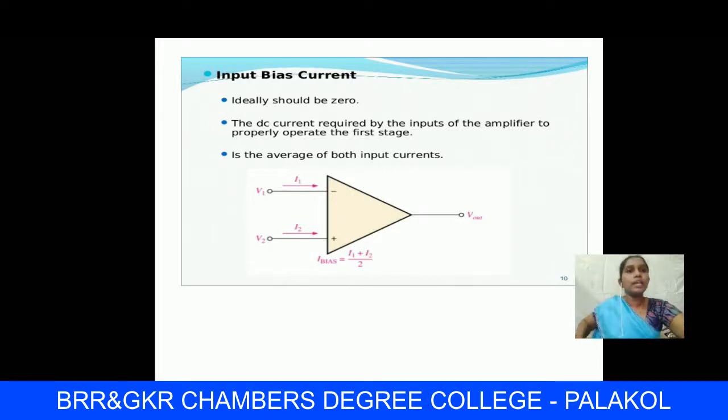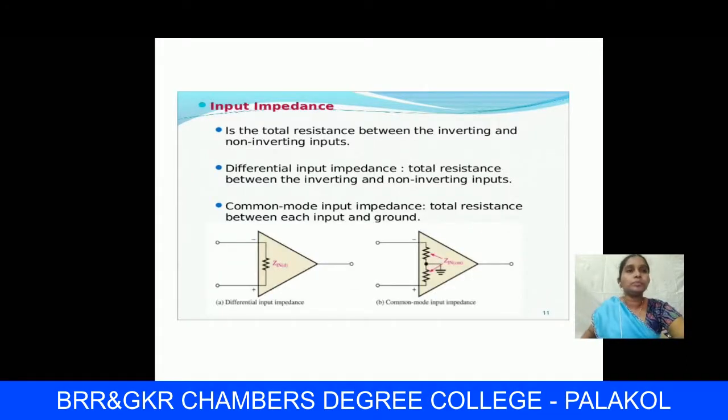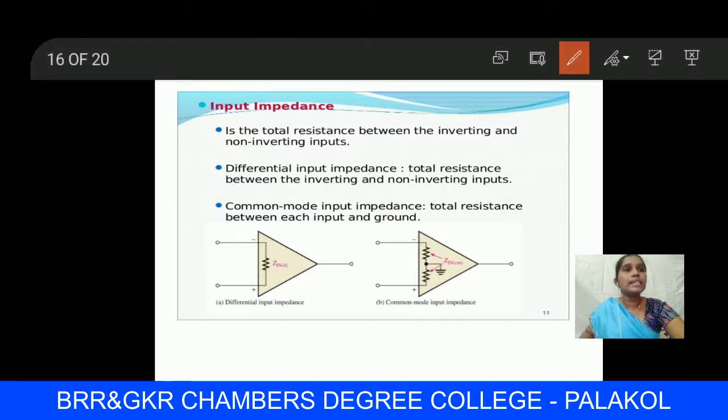Here the input bias current is expressed as IB. So the input bias current is equal to IB1 plus IB2 divided by 2. This is the input bias current. And next we will move to the input impedance.